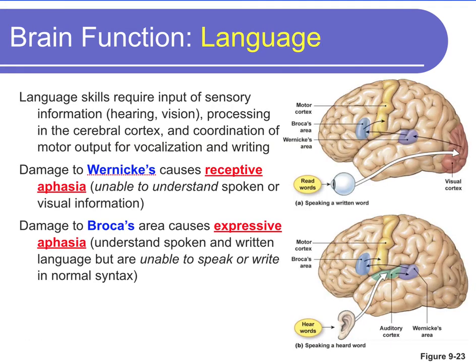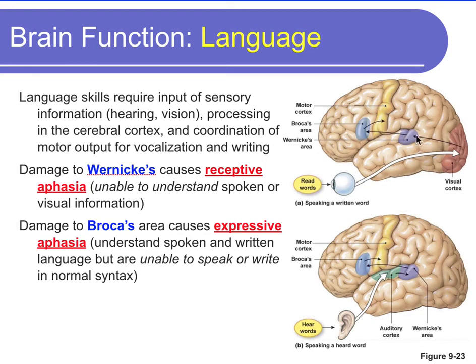Okay, another function of the brain is language. So language skills requires input from sensory information through hearing, through vision. We will process that information, and then we have to coordinate an output, either speaking or writing. Now, two areas of the brain are particularly important. They are Wernicke's area and Broca's area. And I'm going to talk about it based on what happens when those areas are damaged.